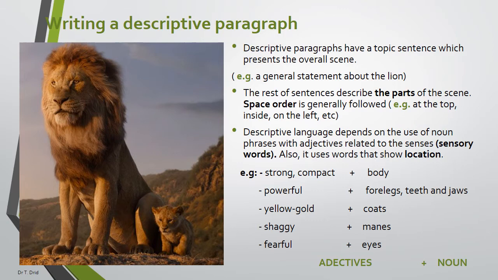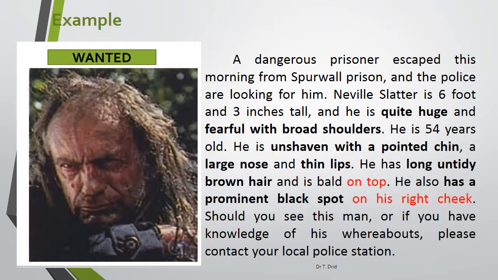When we look at the picture of the lion, we can think of the following descriptions. Strong, compact body. This is a noun phrase, which consists of adjectives, strong, compact, plus the noun. The noun body shows the place, and strong and compact describe it. Powerful forelegs, teeth and jaws. The same thing happens here. Yellow gold coats, shaggy manes, fearful eyes. The use of noun phrases with many adjectives helps us to build up the picture easily.